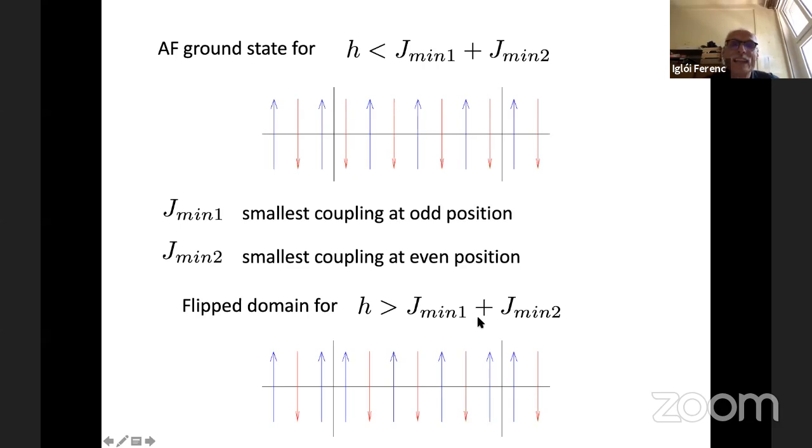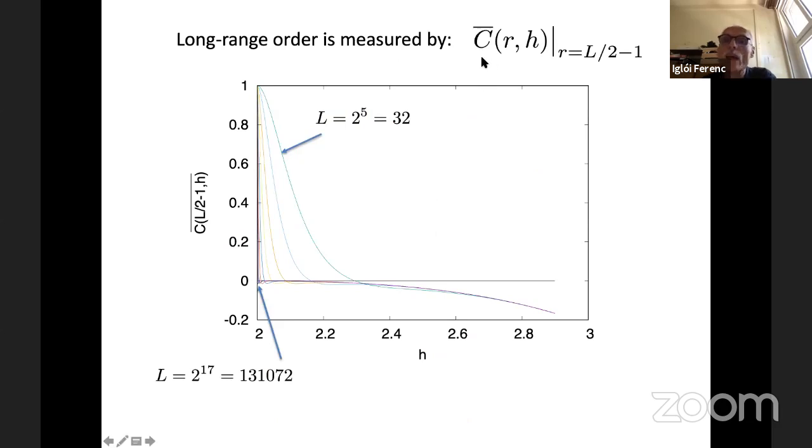Okay, if we then make a disorder average calculation of this correlation function that I showed before, where for a finite system we took the distance between the first and the L+1 position, then these are the average correlation functions. For smaller values, for 32, it is going like this. Increasing the size, it is going more and more sharp. This is for 2 to the power of 17.